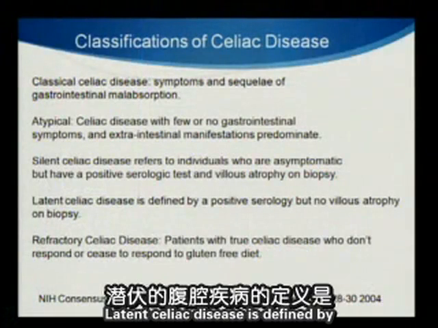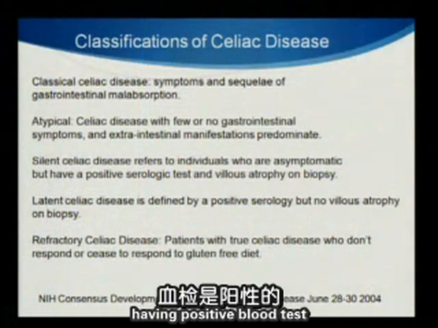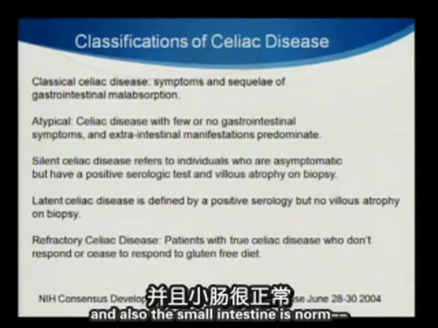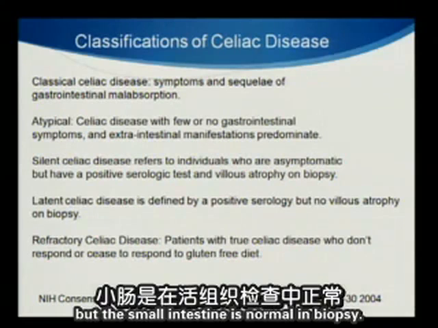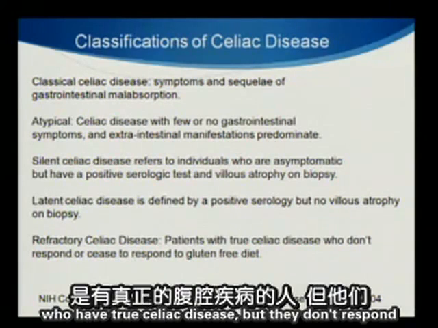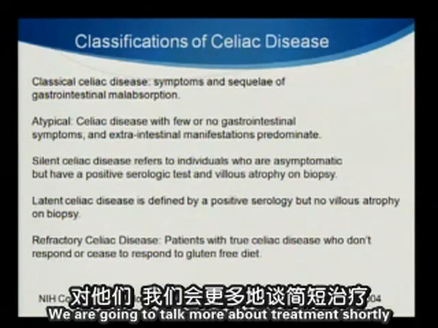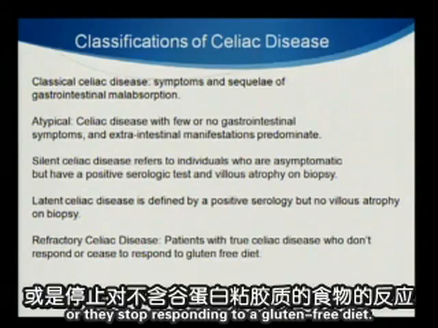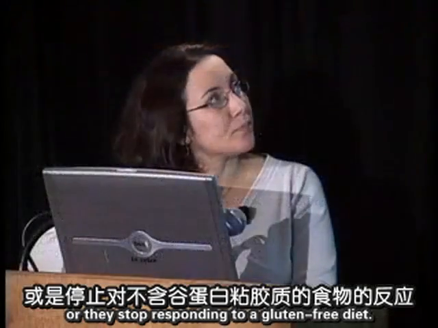Latent celiac disease is defined by having positive blood tests, and the small intestine is normal on biopsy. And finally, refractory celiac disease is people who have true celiac disease, but they don't respond to a gluten-free diet. We're going to talk more about treatment shortly. Or they stop responding to a gluten-free diet.